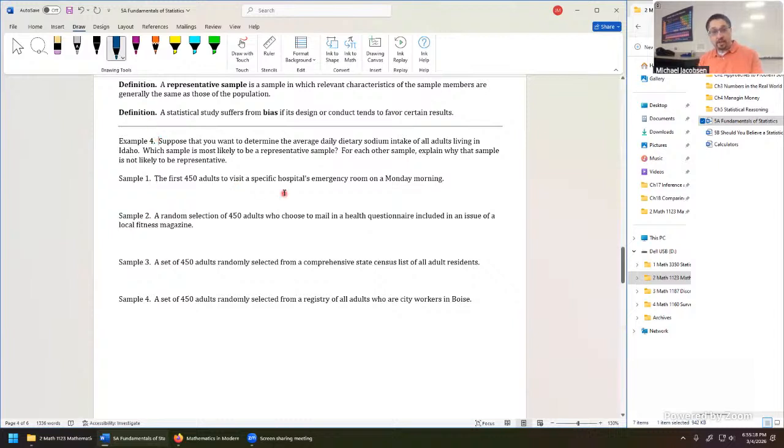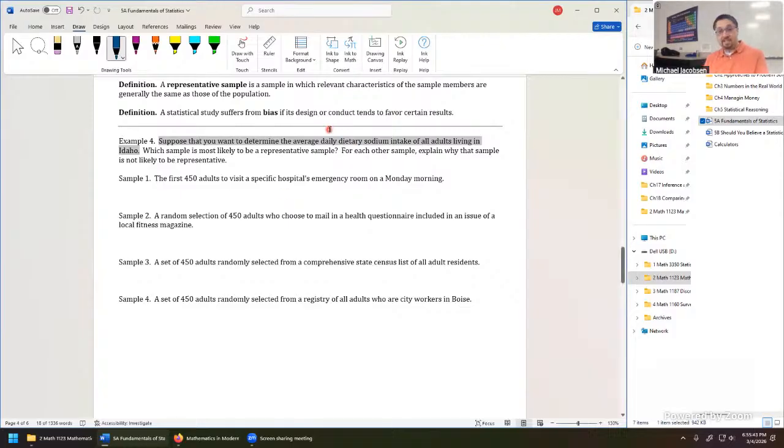Okay, so here's the context of a study. Imagine you're possibly, say, a student that's doing a capstone project, a research project, and you want to determine the average daily dietary sodium intake of all adults living in Idaho. How much sodium does the Idahoan take on average per day?